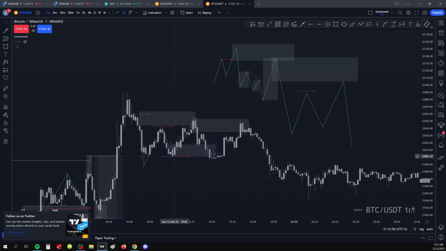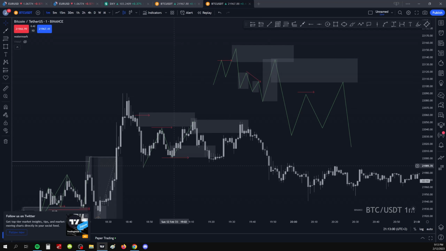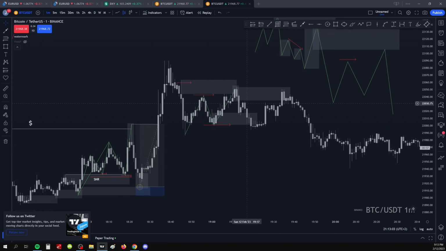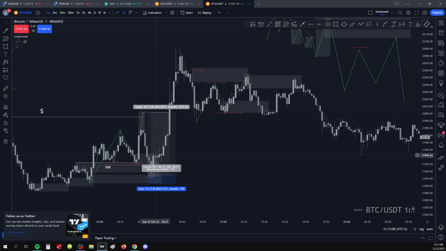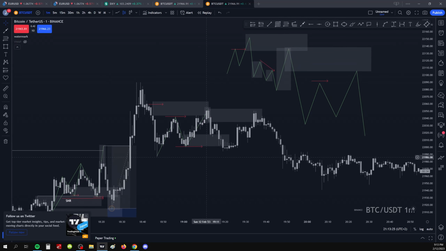An inducement means that it's a place where people are gonna enter and they will get taken out. That's an inducement. You understand that? People think that we are gonna go long from here, but we take them out. This is an inducement. This is an inducement because we take it out and then move up. Only then.